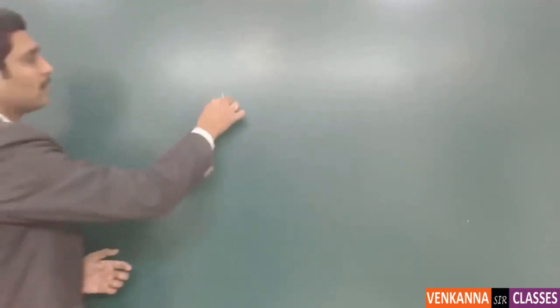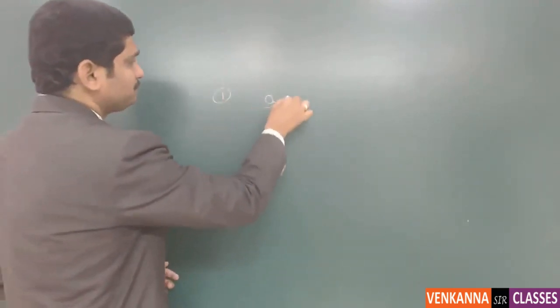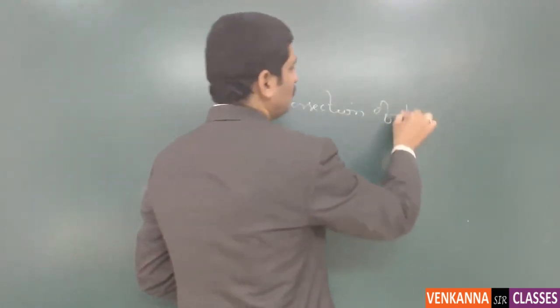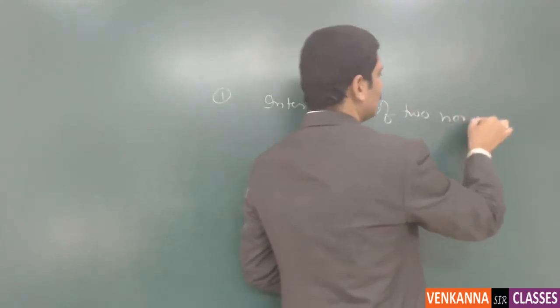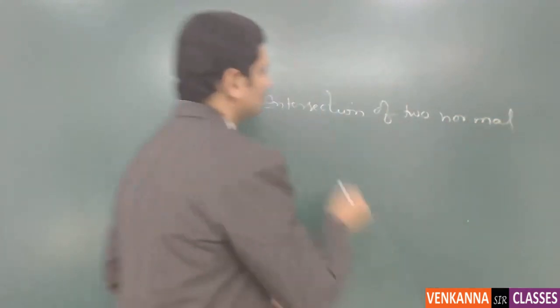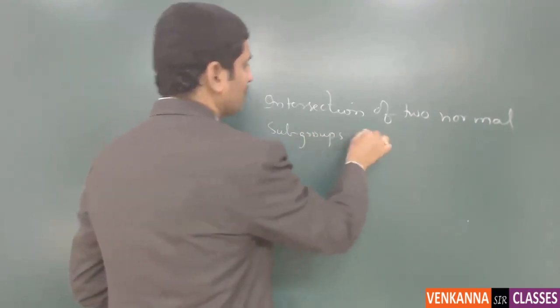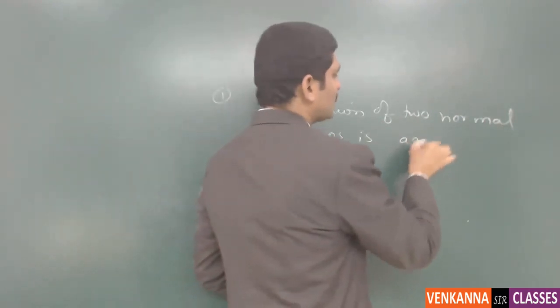So after this, we can say one more thing: the intersection of two normal subgroups is again a normal subgroup.